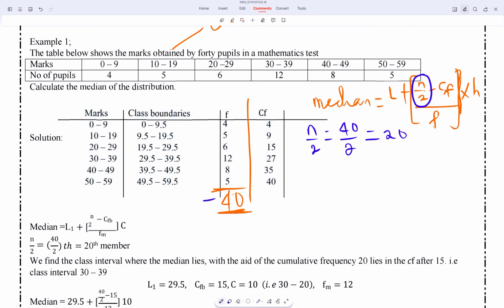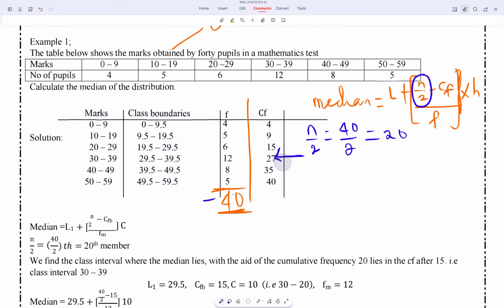You will now come back to your cumulative frequency. You can see I wrote it there, that we find the class interval where the median lies with the aid of cumulative frequency. So now you come here. Can I see 20 here? No. Can I get 20 here? No. Can I get 20 here? No. Can I get 20 here? Yes. So this is my median class. Do you understand that now? This is what we call the median class. Alright, so that's our median class. I'm sure you understand what I did.